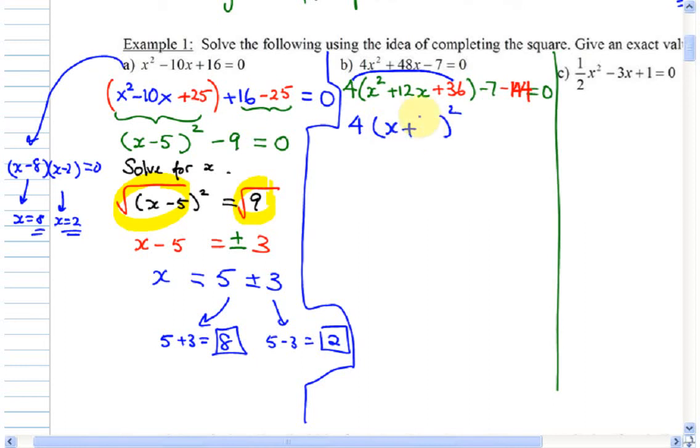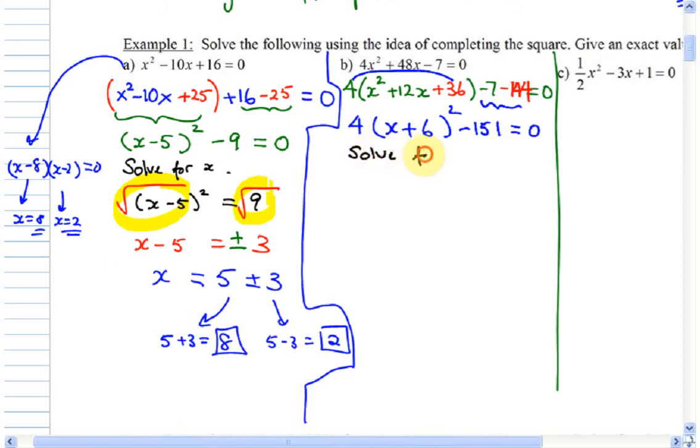Yep, half of 12 is 6. We'll combine the negative 7 and minus 144. That's negative 151. And there you have it. You've completed the square, which would have been okay for Chapter 3. But now you're in Chapter 4, and we need to do more. So next, go ahead and solve for x.